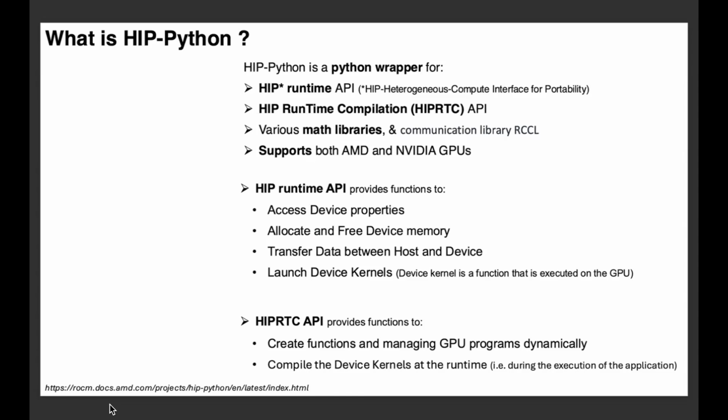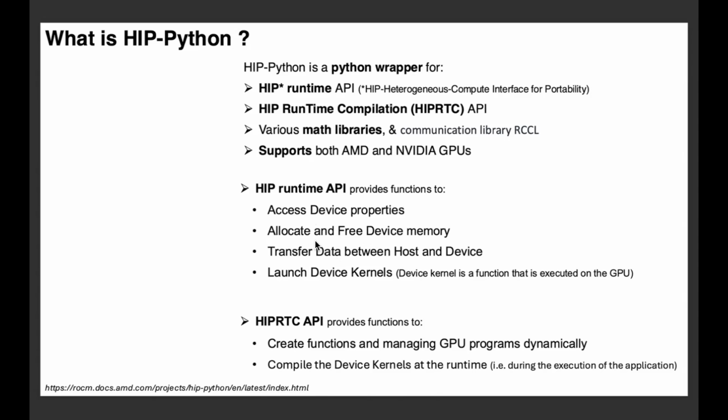So when I say HIP runtime API, I mean all the functions that help you to do memory management and launching kernels. In particular, from the HIP runtime API, you can access the device properties. There are some functions that would help you to do that. You can allocate and deallocate the memory on the GPU, you can copy data between CPU and the GPU, and you can even launch kernels from Python. So with the HIP runtime API, you can do all these things.